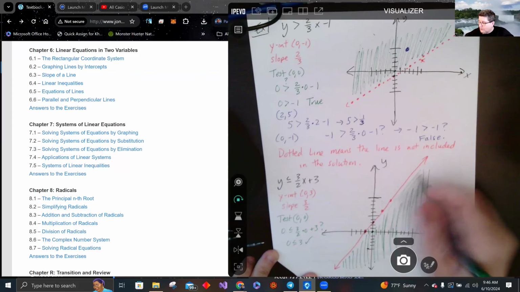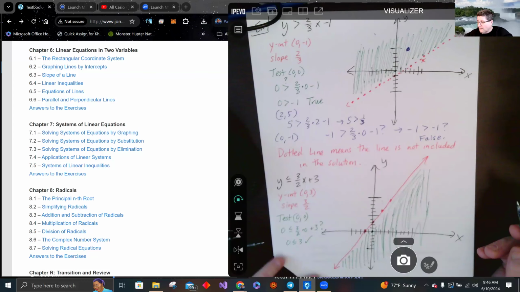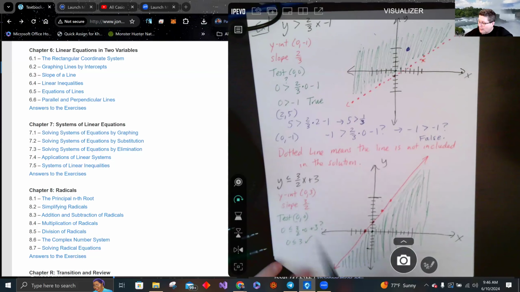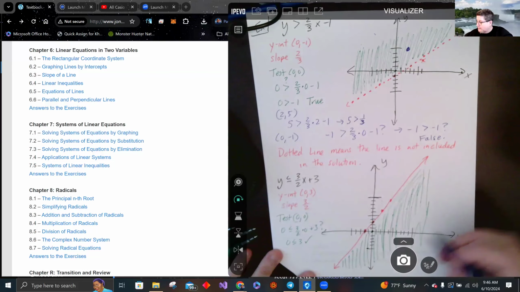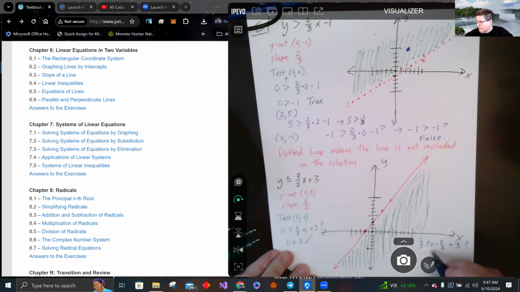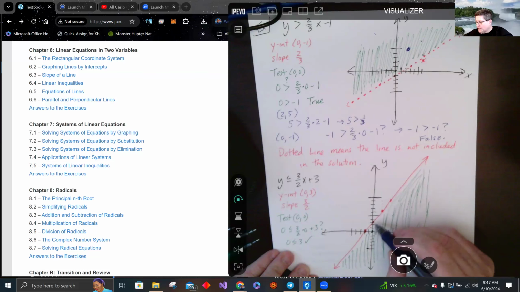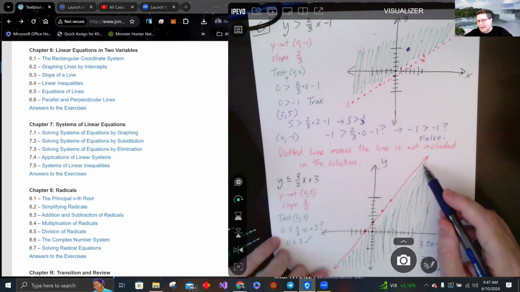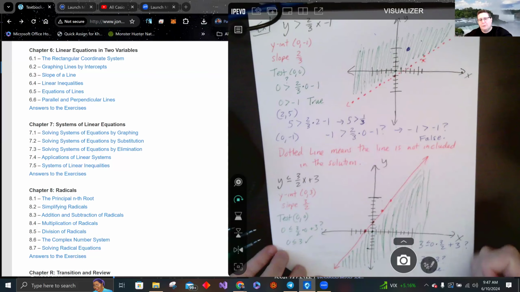All the answers down here work. If I tested the actual y-intercept, (0, 3), 3 is less than or equal to 0 times 3/2 plus 3. I put those in the wrong order, but that's 3/2 in x. 3 is less than or equal to 3. That's true. It's not less than, but it's the equal part. So that's why we do a solid line. Every point on the line works, and every point below the line works in this case.